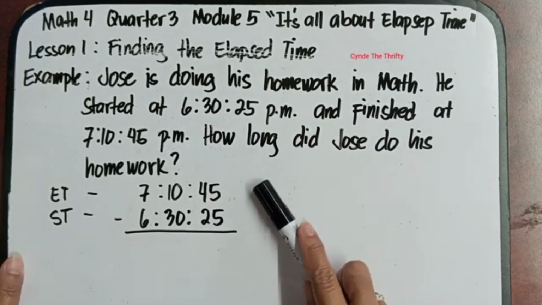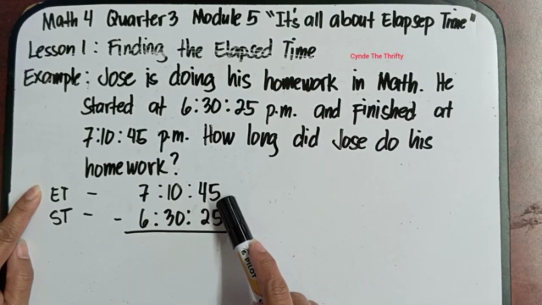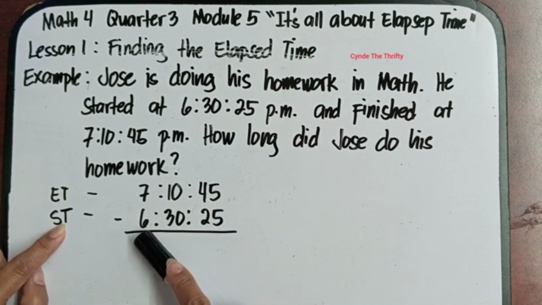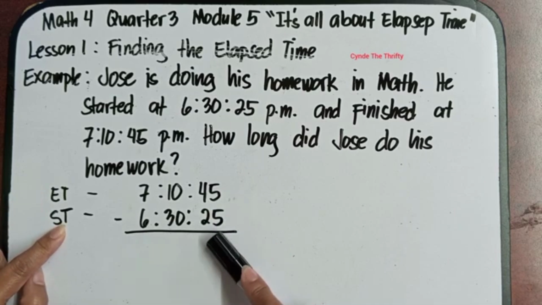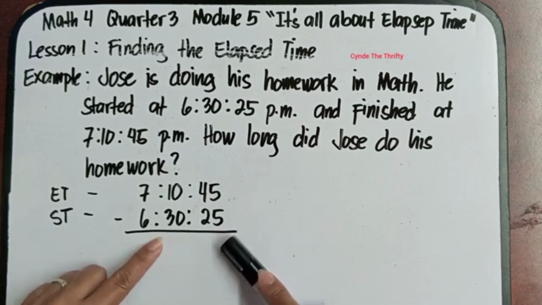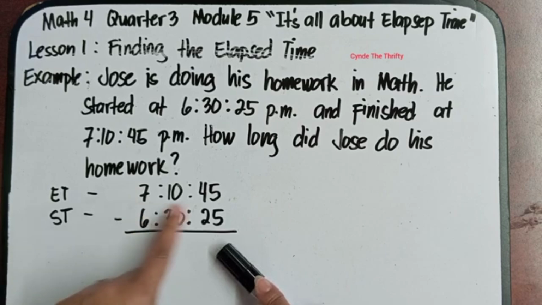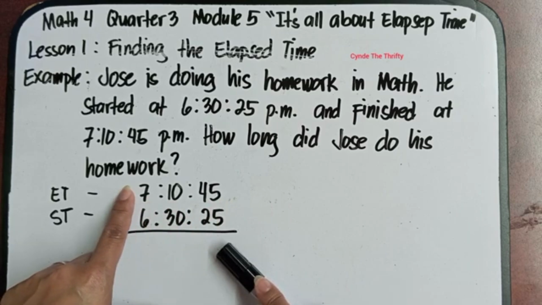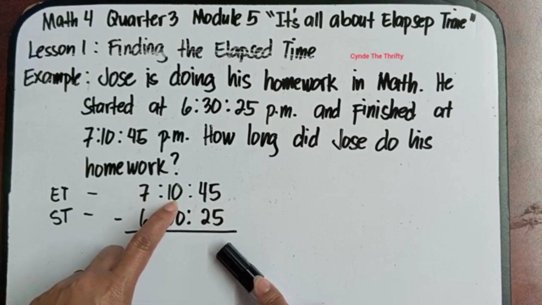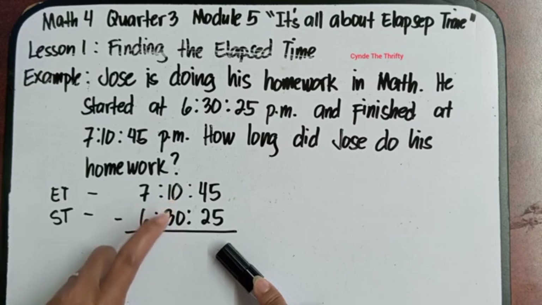So, ito yung given natin. Ang ating end time is 7 hours, 10 minutes, and 45 seconds. Ang ating starting time is 6 hours, 30 minutes, and 25 seconds. So, ang pag-solve natin is isubtract natin itong ating starting time sa ating end time. Titingnan muna natin ang ating end time kagaya ng ating minutes. So, ang minutes natin dito is 10. Ang minutes dito sa ating starting time is 30. So, meaning, mas maliit itong ating minuend kaysa sa ating subtrahend.